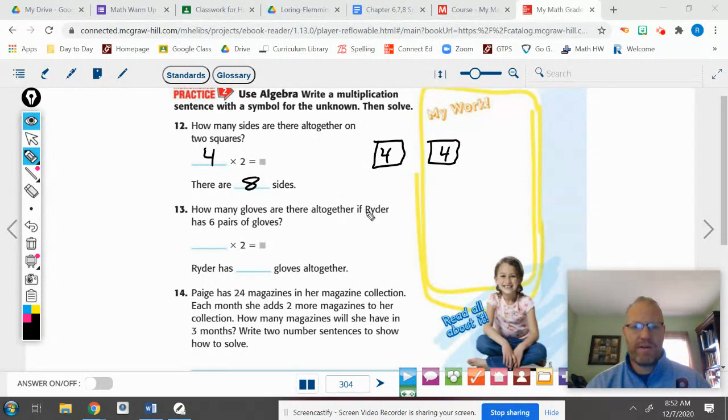How many gloves are there altogether if Ryder has 6 pairs? Pairs equals 2, so 6 pairs is 6 times 2. 6 times 2 is 12 gloves altogether.